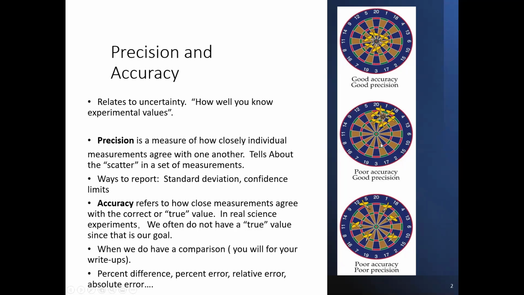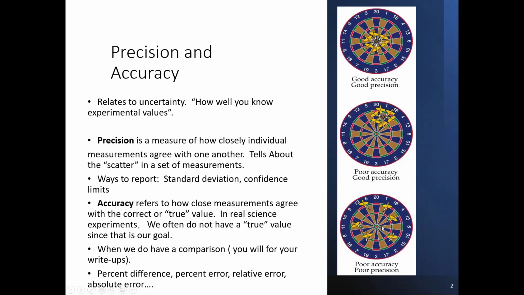For the second one, all the darts are at the corner of the target. However, the darts are all together. That's pretty good precision. When I compare my measurements with one another, I can say they all agree with one another pretty well. So that's good precision, even though the accuracy is not great. Accuracy refers to how close measurements agree with the correct or true value. In this lab, that means how close your measurement agrees with the literature value.